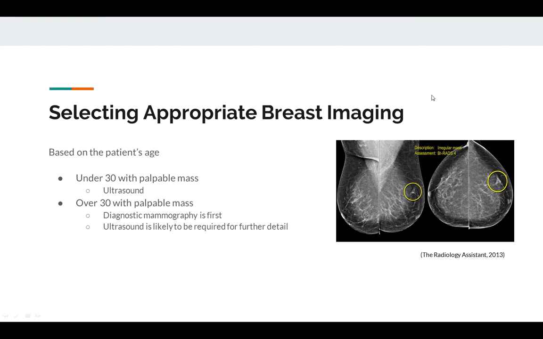So selecting appropriate breast imaging, if the patient is under 30, they're probably going to do an ultrasound. If the patient is over the age of 30, they usually start with diagnostic mammography in a woman who has a palpable mass. They usually will do an ultrasound, especially if the woman is between the ages of 30 and sometimes it's 40, sometimes it's 49. And that is because sometimes ultrasound will find lesions that the mammogram does not. The preferred test has to do with the density of the breast, and that is very well correlated with the patient's age.